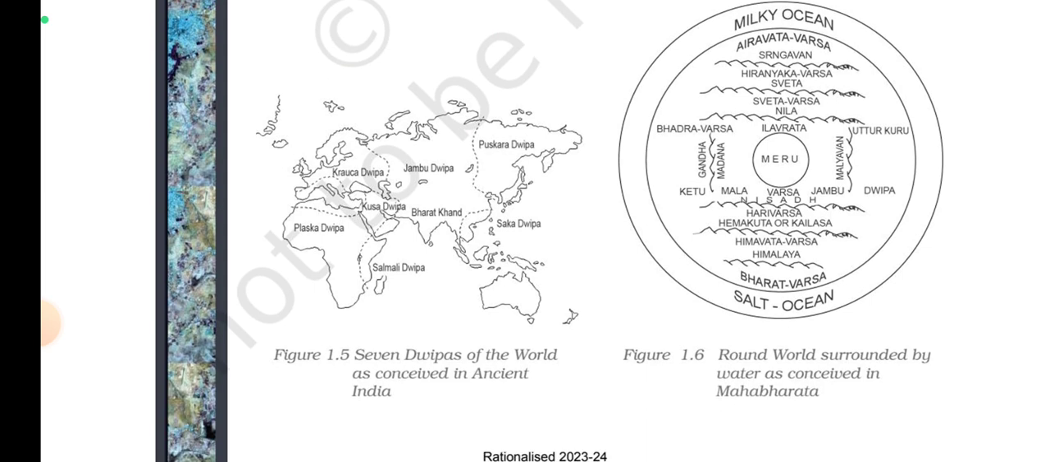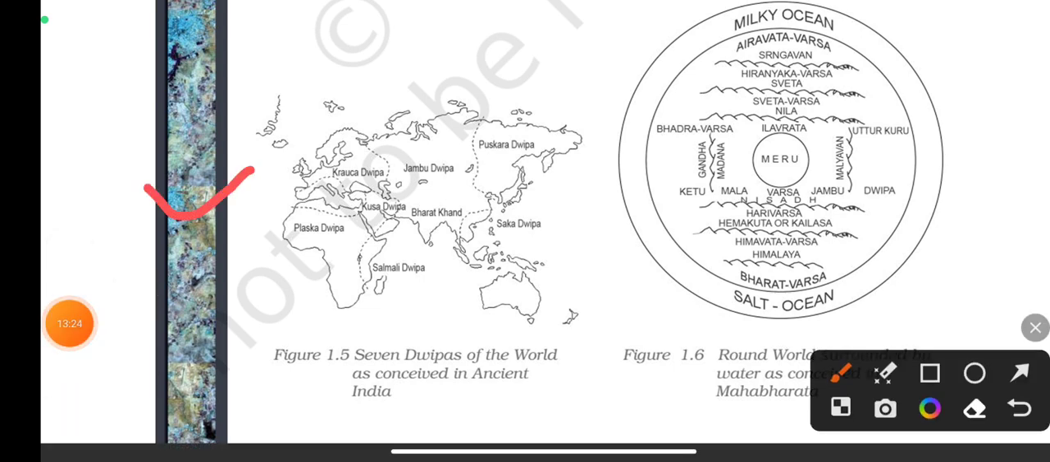So, the seven dvipas of the world as conceived in ancient India. You can see this map as well. This is Krauncha Dvipa, Jambudvipa, Pushkara Dvipa, Shaka Dvipa, Bharatkhand, Kusha Dvipa, Plaksha Dvipa, and Shalmali Dvipa. Okay, Shalmali Dvipa, the Milky Ocean.